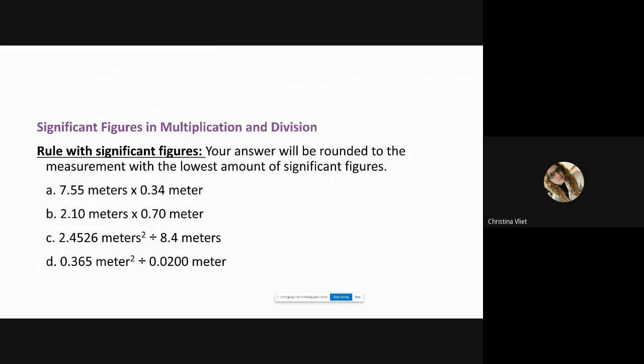The last section of today's lesson is how to perform calculations with multiple measurements. So this is the final topic, but it is a large one. It's the largest topic of the day.